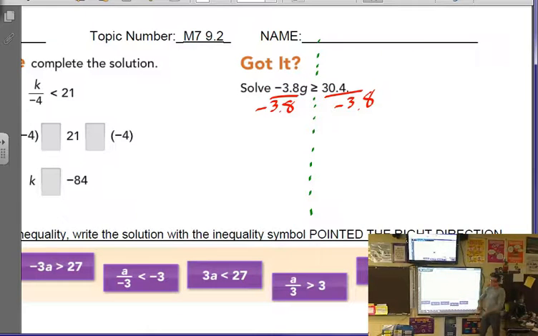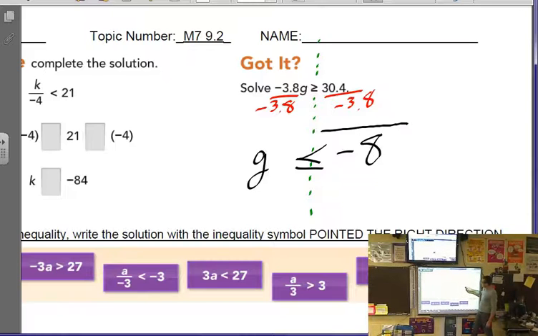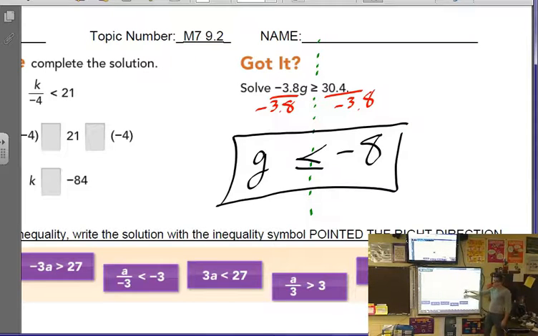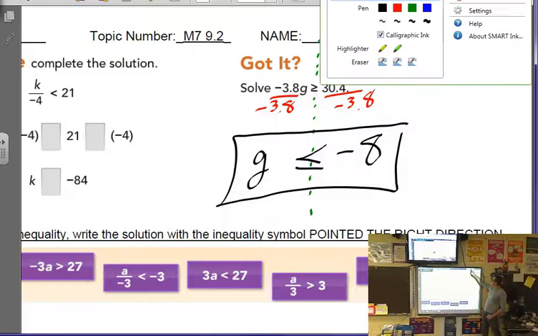So when we look here at the G example, we see G is being multiplied by -3.8. So to deal with that, we then have to divide on both sides. That will isolate our G on the left-hand side. Because we divided by negative values, this greater than or equal to has to switch to a less than or equal to. And when I look at the division on my right-hand side, I get a -8. So then we can say G is less than or equal to a value of -8.